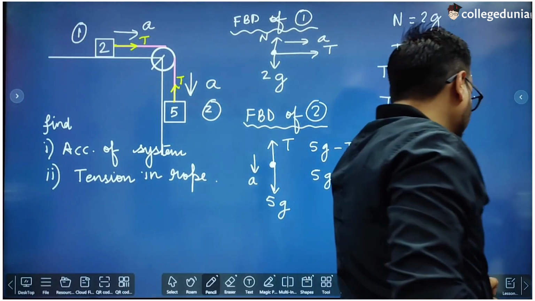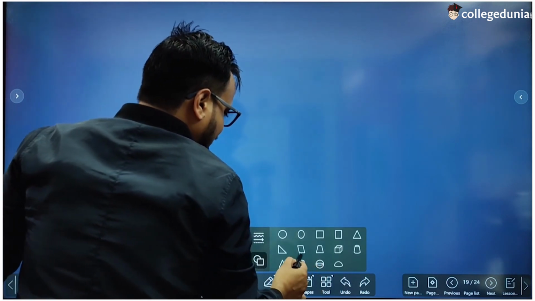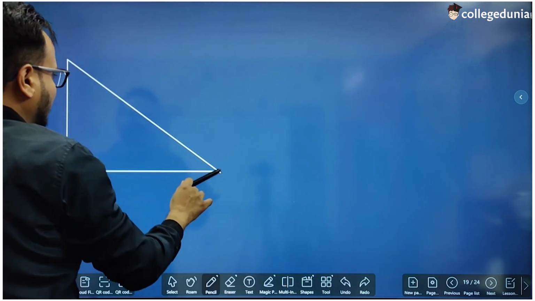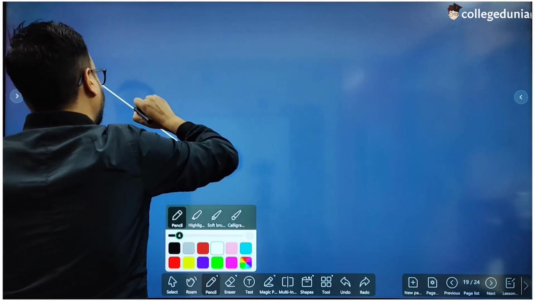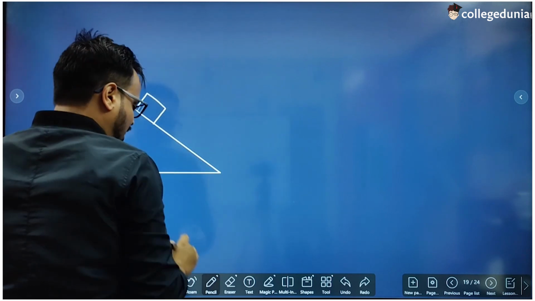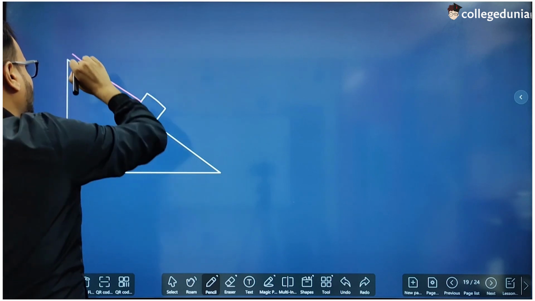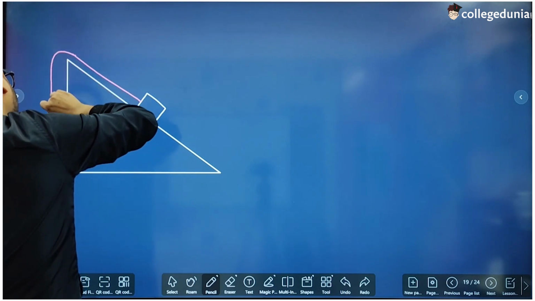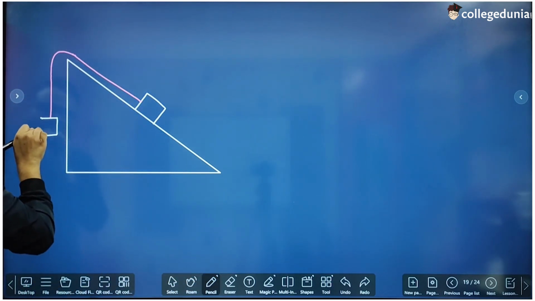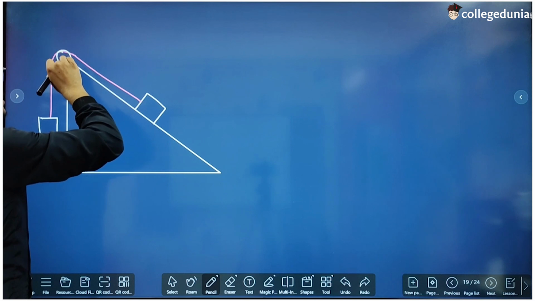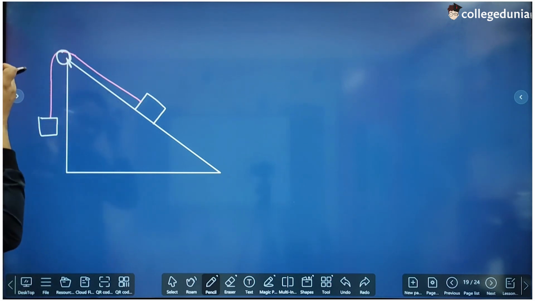Okay, we will discuss one more numerical when the body is kept on an inclined plane. Now this is an inclined plane, and suppose a body is kept over here on the surface of this inclined plane, and it is connected to a rope, and this rope is passing over a pulley, and it is connected to another body here, and a pulley is connected here. Okay, now this system is released from rest.